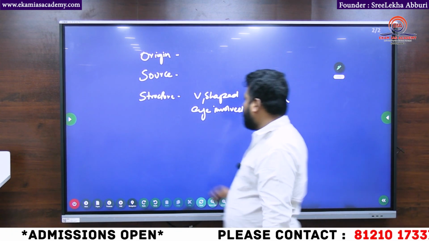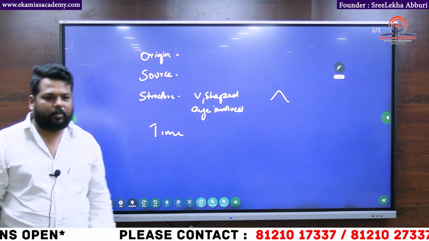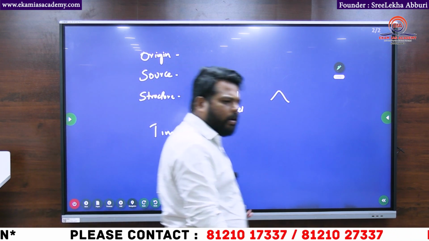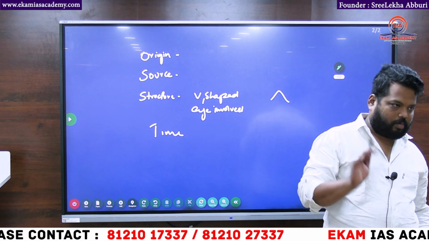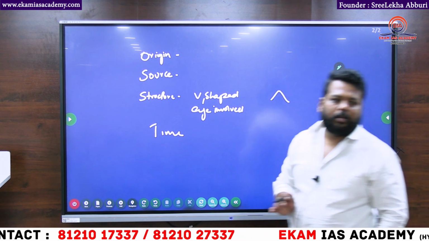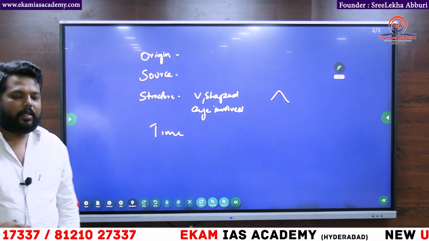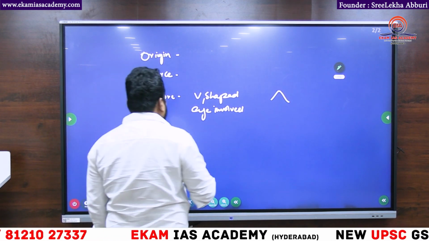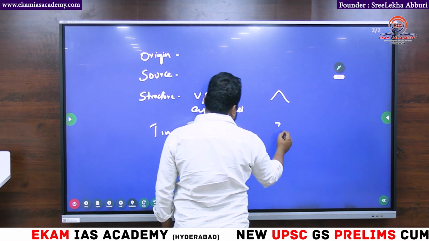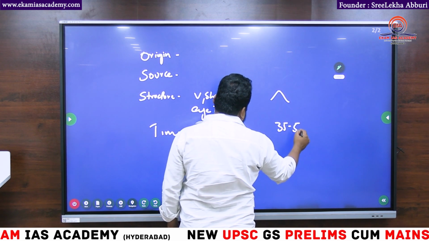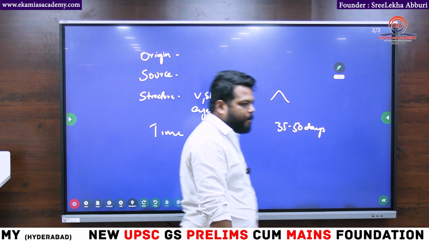Okay. Time frame: less time for formation in tropical cyclone, and less time for disappearing. Temperate cyclone, large time for formation and very high time for disappearance. Tropical cyclone life cycle is 7 to 14 days. Temperate cyclone is 35 to 50 days.